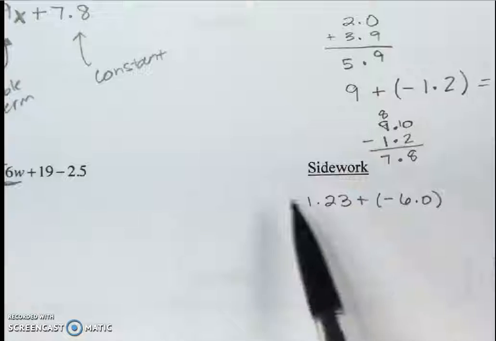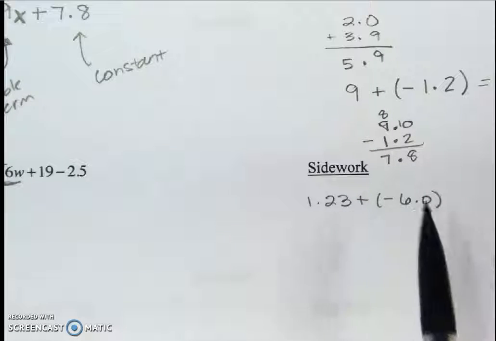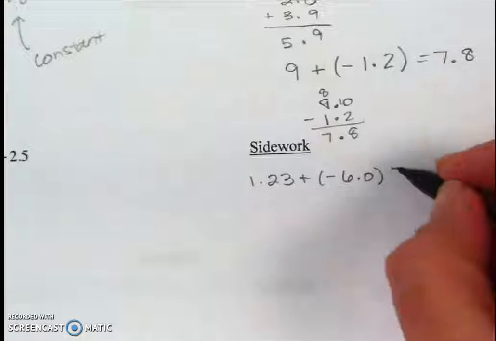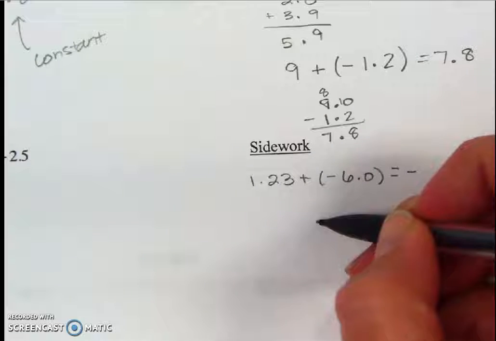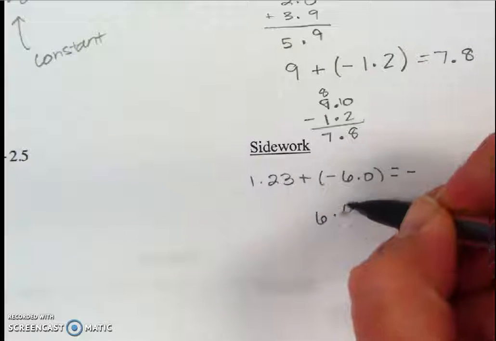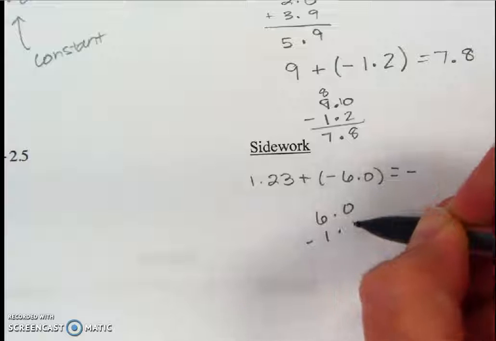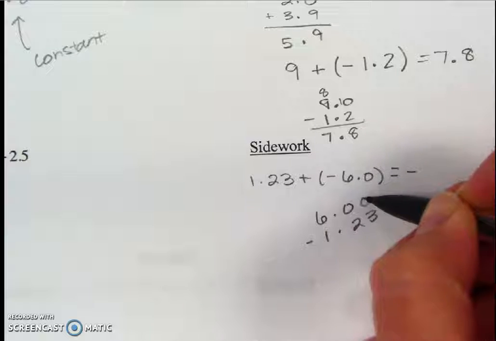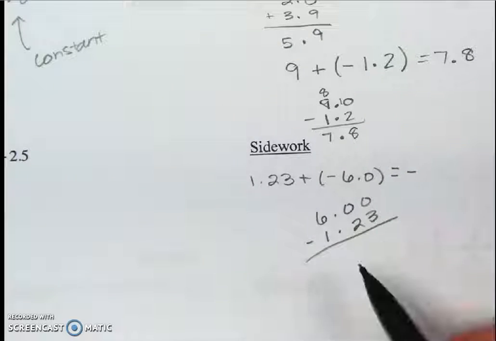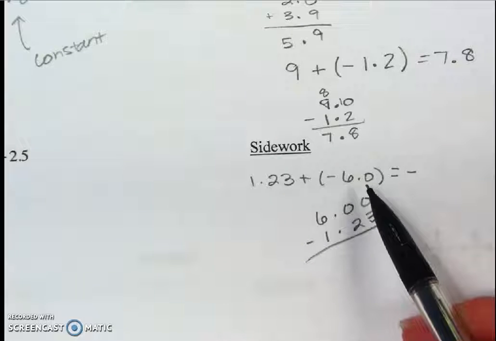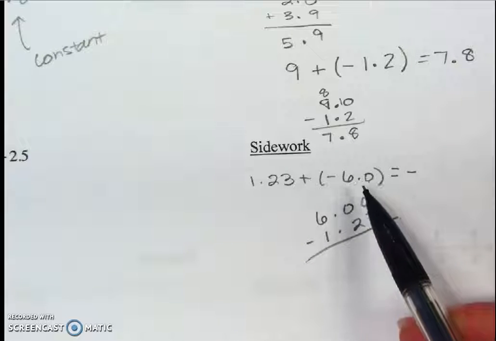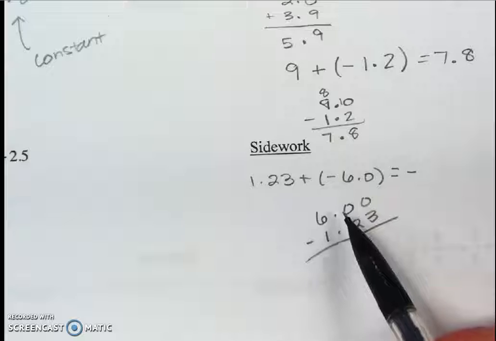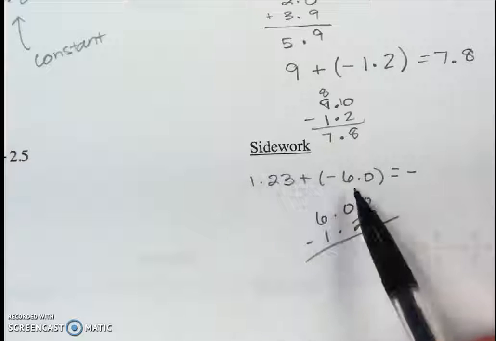All right, do I have more positives or more negatives? Well, I have more negatives, so I know my answer will be negative. I'm going to bring that down here, 6.0 minus 1.23. So I'm going to fill in a 0 there. Now, why did I set it up that way? Well, I've got more negatives, and so I'm going to write the larger number up top, and I'm going to subtract because they have different signs.